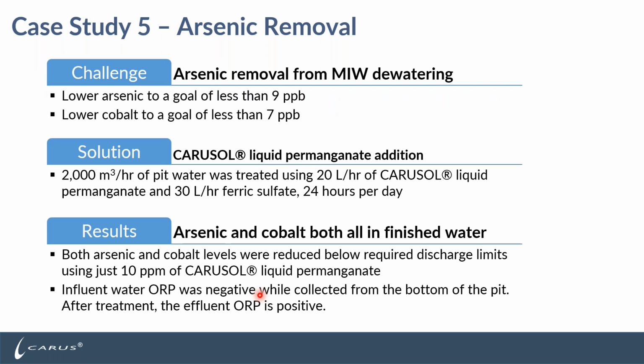So the challenge for this site was to lower arsenic to less than 9 parts per billion and cobalt to less than 7 parts per billion. So really, really low levels. The solution, again, to use Carus liquid permanganate. The treatment strategy ongoing, 2,000 meters cubed per hour of pit water was treated using 20 liters per hour of Carus and 30 liters per hour of ferric sulfate, 24 hours per day. The results showed that both arsenic and cobalt were reduced below required limits using just 10 ppm of Carus and gave a positive ORP after treatment.